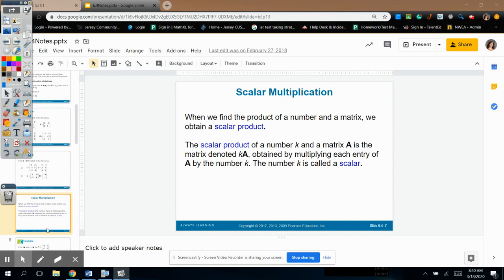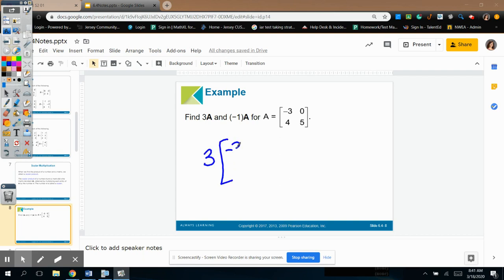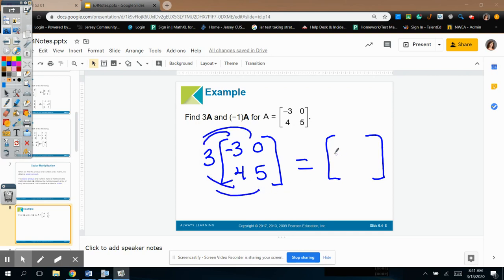So we're going to look at an example here. We're going to take 3A and negative 1A. If I take 3 times this matrix A, I'm still going to get the same size as matrix A. And we're just going to distribute this all the way in everywhere. So it's negative 9, 0, 12, and 15. So 3A would be this, same thing as adding it to itself 3 times.